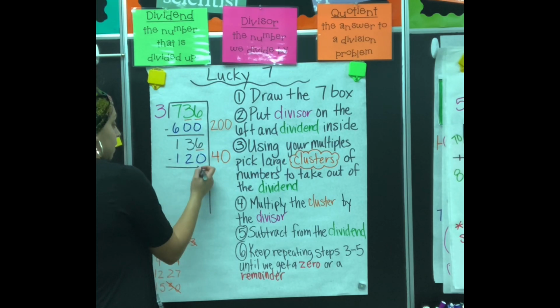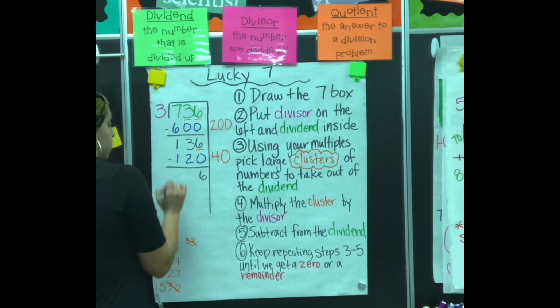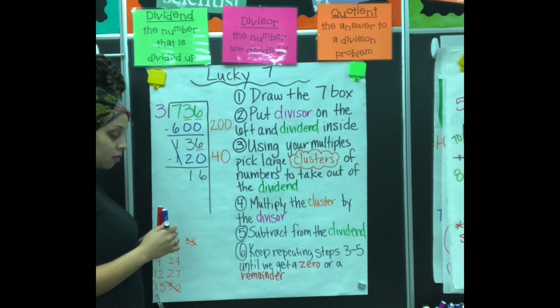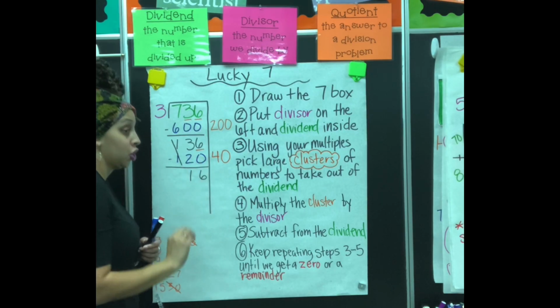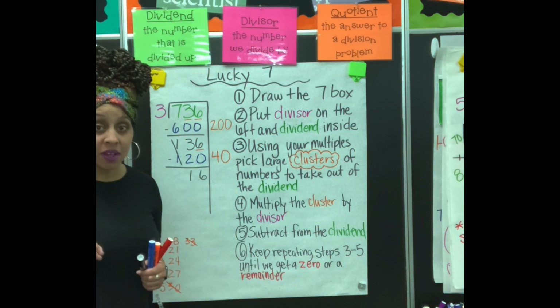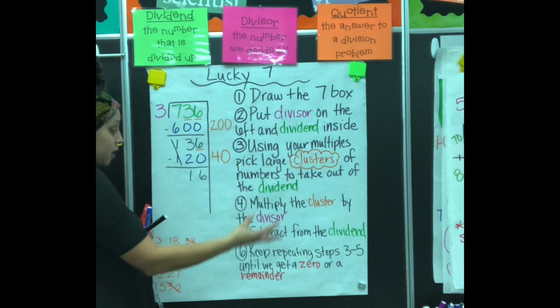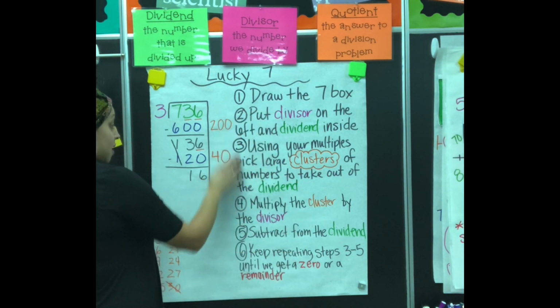And we go 6 minus 0 is, 3 minus 2 is, and 1 minus 1 is 0. Well, is 16 a good remainder? No, because it's bigger than our divisor, which means we can take more groups of 3 out. So we go back to step 3.